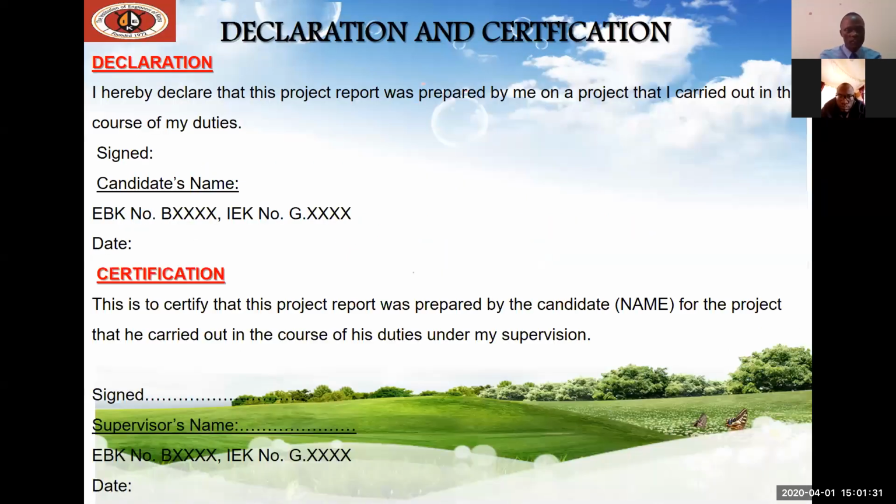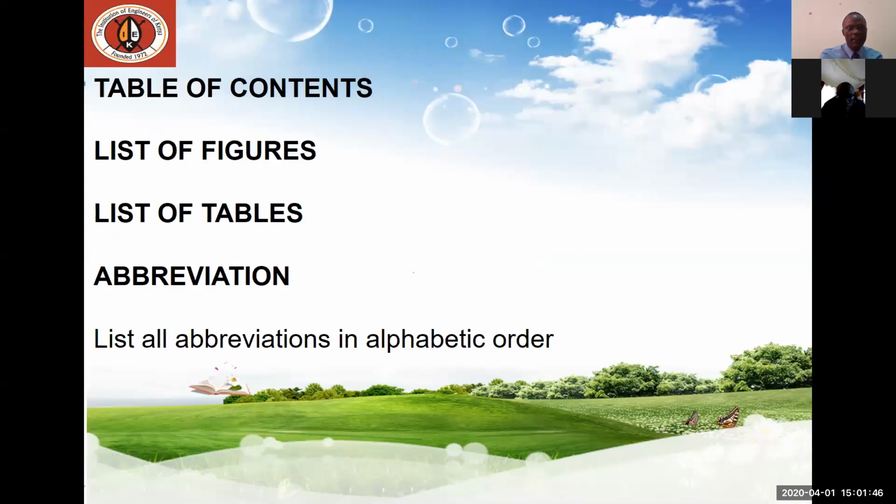Now, page number 2 is again the declaration and certification. Again, we have developed that one for members. You just require to put your name and the registration number for you and the supervisor down there under certification. Now, the next page would have the table of contents, the list of figures, the list of tables, and the abbreviations, in that order.